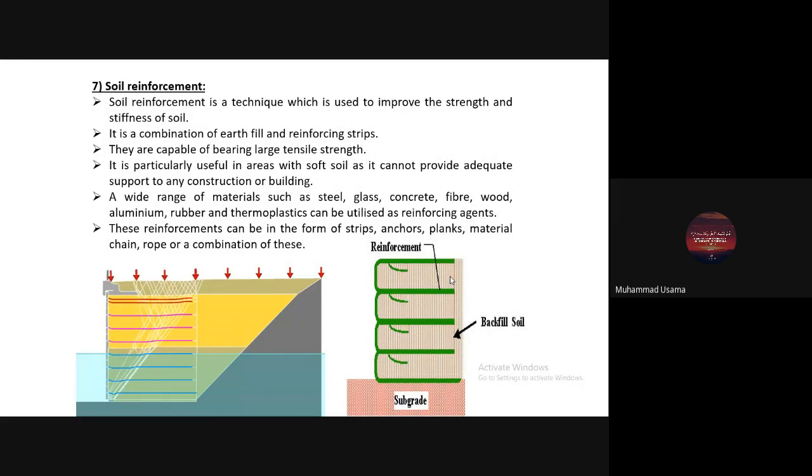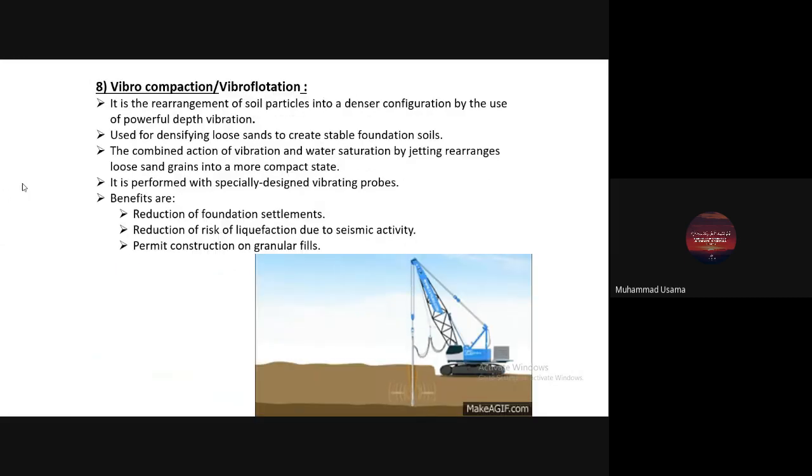A wide range of materials such as steel, glass, concrete, fibers, wood, aluminum, etc. can be used as a reinforcing agent for the reinforcement of the soil. These reinforcements can be in the form of steps, anchors, planks, as I told earlier. Here in the picture, we can see that whenever these reinforcing bars are installed in the soil, the stress applied by the superstructure on the soil is shared with the reinforcing bar, and the combined strength of the soil is increased.